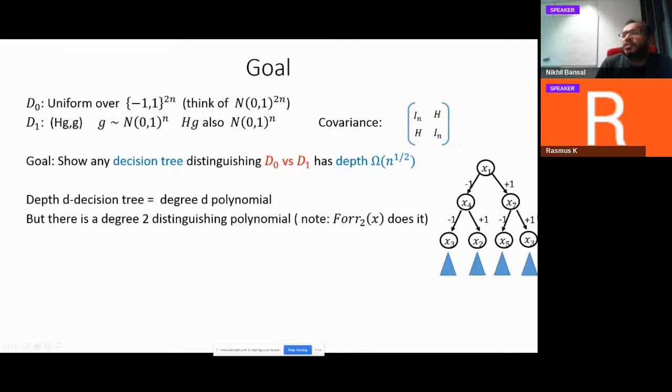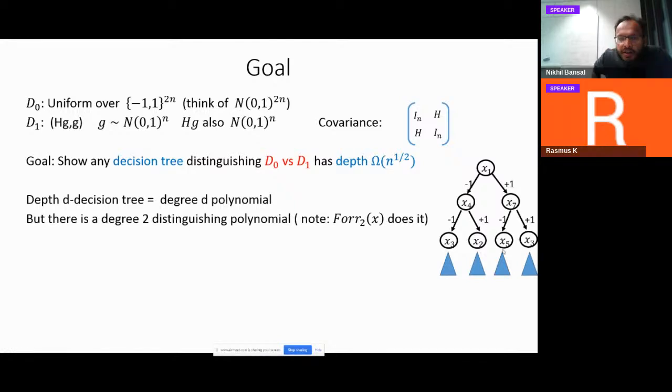Right. So we want to prove this. This is our goal, that you need a big depth decision tree to distinguish. Now, what is a decision tree? We can view it like this, but we can also view it as some function that this decision tree is computing on these n or 2n bits. And if it has depth d, it's like a degree d polynomial, right? So we want to show that you need a high degree polynomial, but something seems a bit funny.